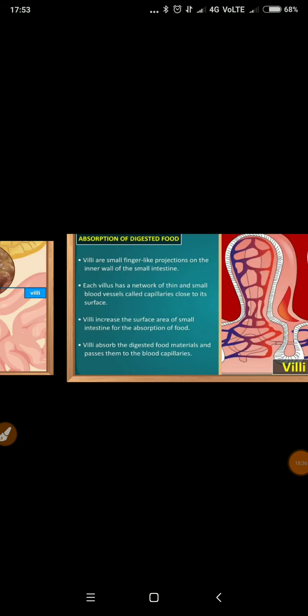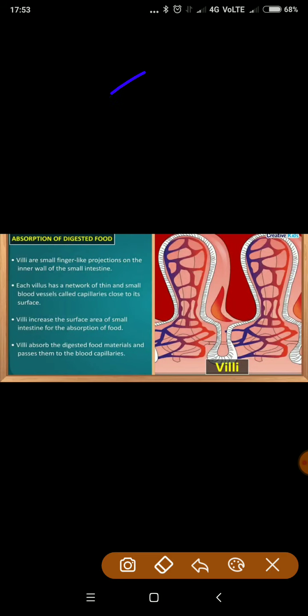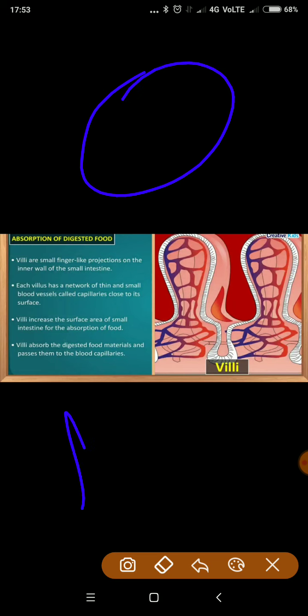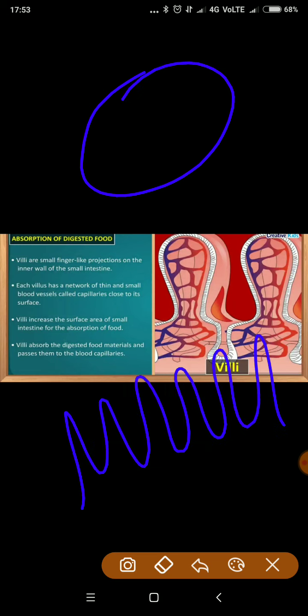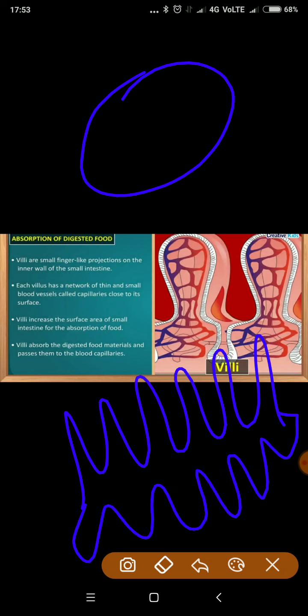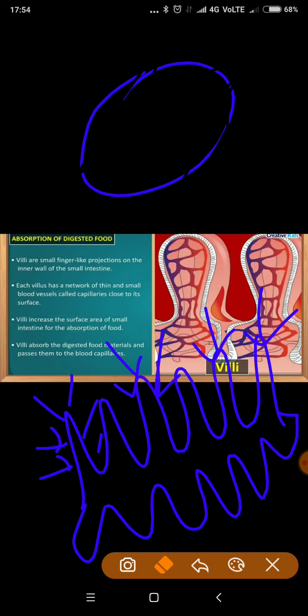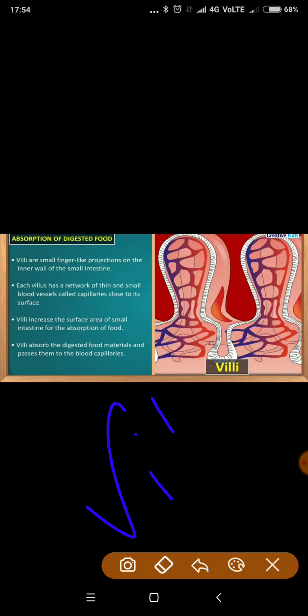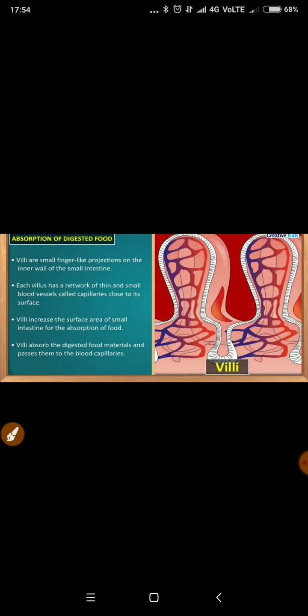one I am having this and one I am having this. Let me know which one is having more surface for absorption. Food can be absorbed from here, here, here, from anywhere, right? Obviously, if the walls have these finger-like projections which are known as villi, then it will have more area for absorption.